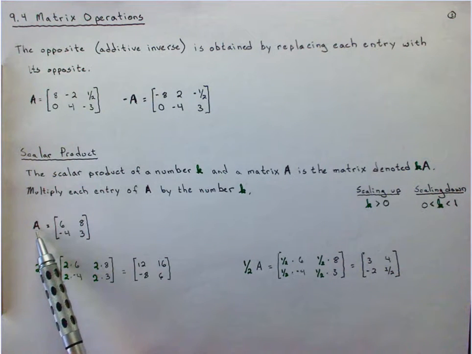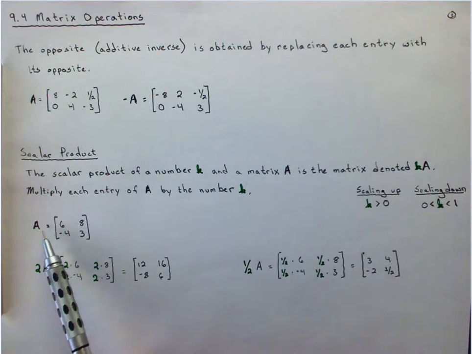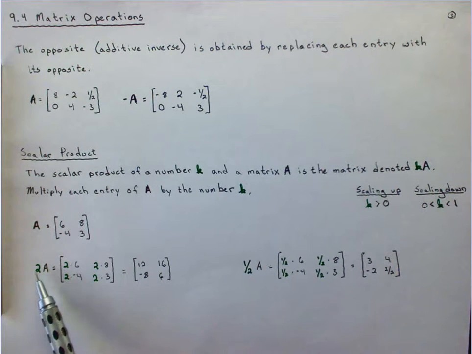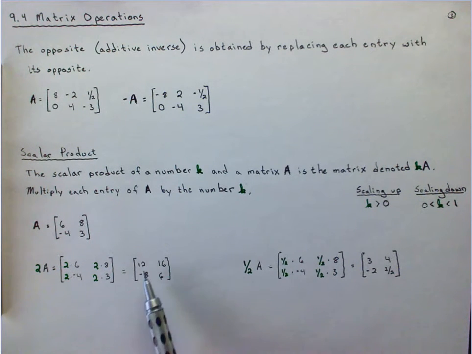Given my matrix A, these are my entries. I'm going to say 2A. It simply means I multiply everything by 2 inside of there to get my new matrix. 1/2 A, I multiply everything by 1/2 or divide by 2. That is the scalar product.